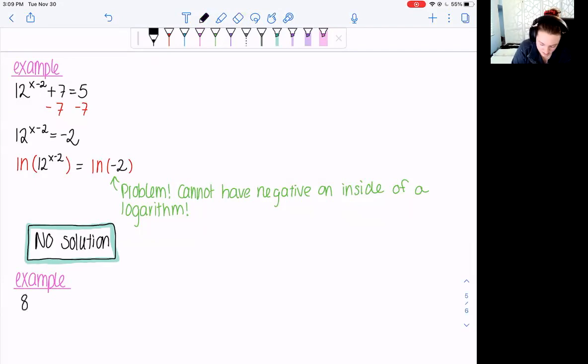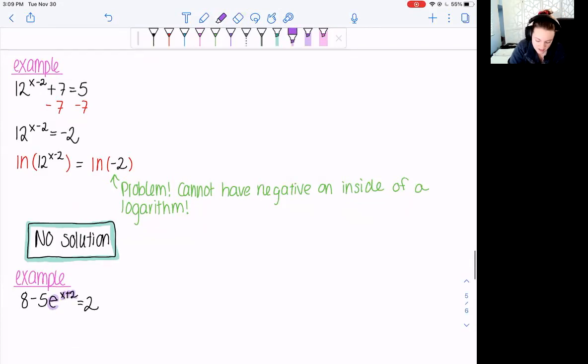All right, 8 minus 5 e raised to the x plus 2 is equal to 2. Our goal is going to be to get this e raised to the x plus 2 by itself. I don't like the way the highlighting looked there, but we want to get this e raised to the x plus 2 by itself.